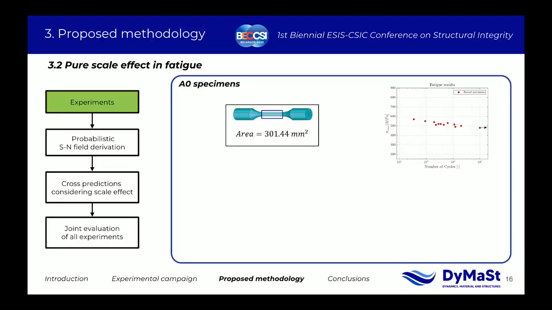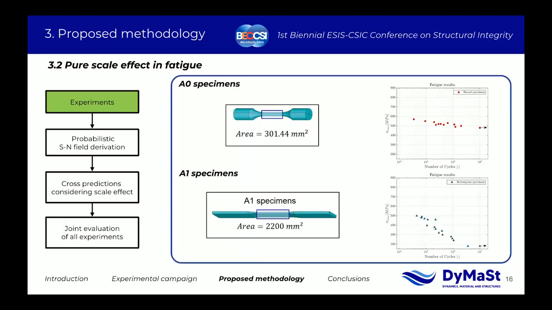So let's start. These are the A0 specimens, the round specimens, and I select the area as we are going to introduce the scale effect by means of the area. In this case, it's the value that you can see here. And I show you also the experimental results that we already showed. Here we can see the A1 specimens, which are in this case the flat specimens, in which the area is, as you can see, bigger in comparison with the round specimens. And you can also see the distribution of the experimental test.